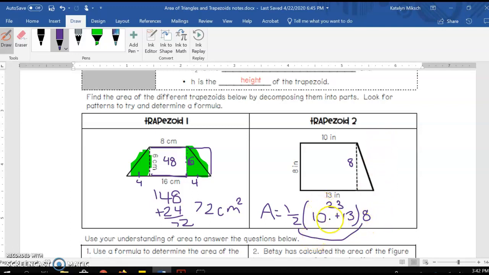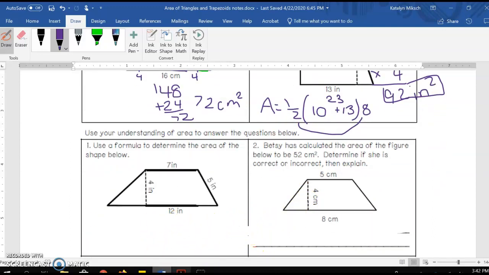That's 4. So now I can do that step pretty easily and multiply 23 times 4 to get my final answer. 3 times 4 is 12, 4 times 2 is 8, plus 1 is 9. So we have 92 square inches, or 92 inches squared, is the area for trapezoid 2.